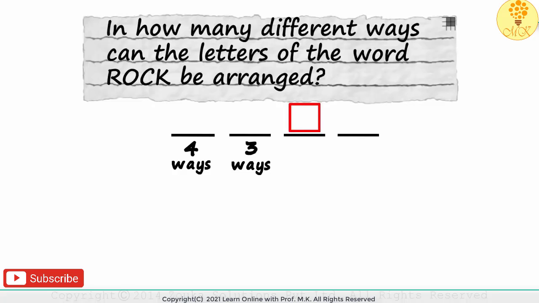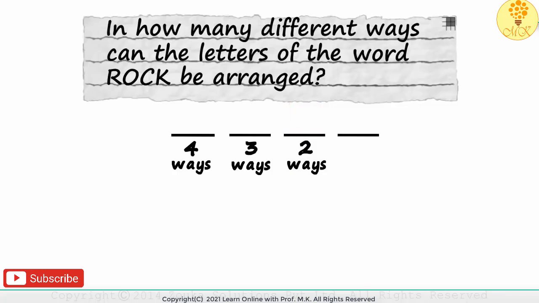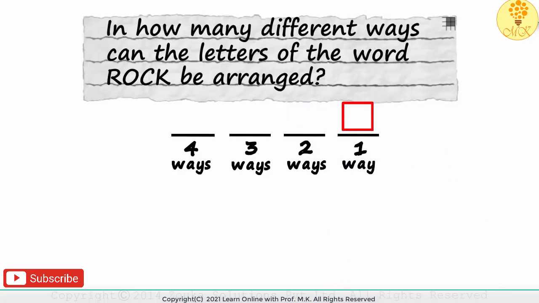can the third slot be filled? 2 ways, as just 2 letters would remain. And the fourth slot can be filled in just 1 way, as 3 letters have already been used up. 4 ways in which we can fill the first slot, 3 ways in which the second slot can be filled, 2 ways in which the third slot can be filled, and after having filled these 3, only 1 way in which the last slot can be filled.